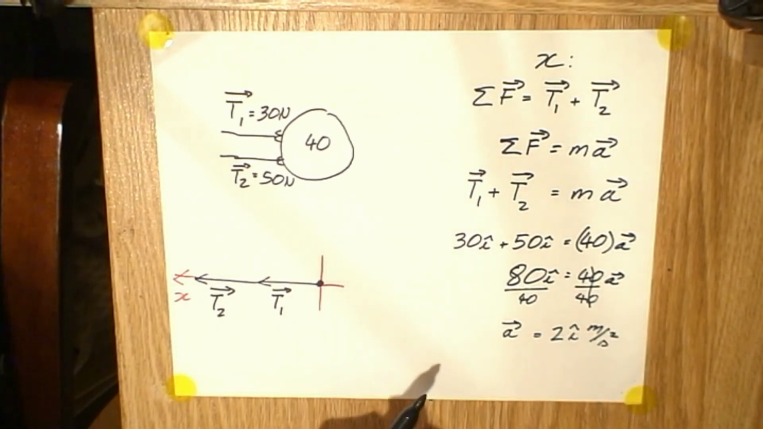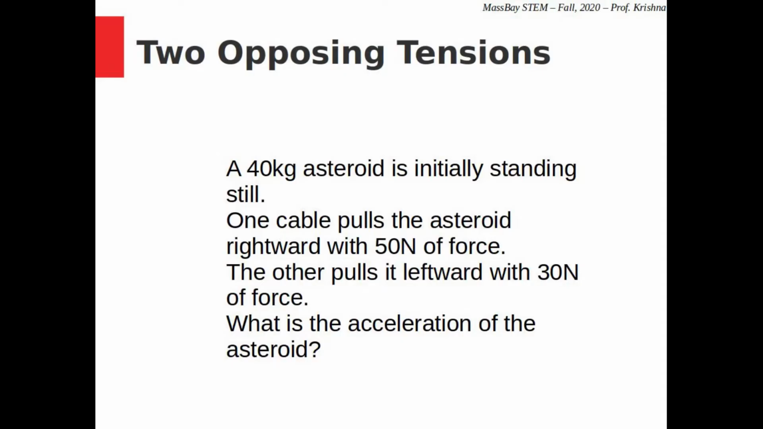So this is an example where we had two forces that were both pointed in the same direction. Forces are vectors, which means the directions of the pull matter. It makes a huge difference whether two different forces are pulling in the same direction or in opposite directions. For instance, take a look at this question. A 40-kilogram asteroid is initially standing still. One cable pulls the asteroid rightwards with 50 newtons of force. The other pulls it leftward with 30 newtons of force, that is, the opposite direction. What is the acceleration of the asteroid?